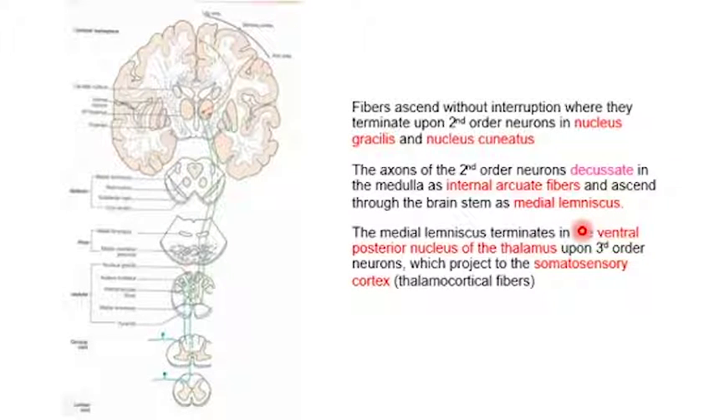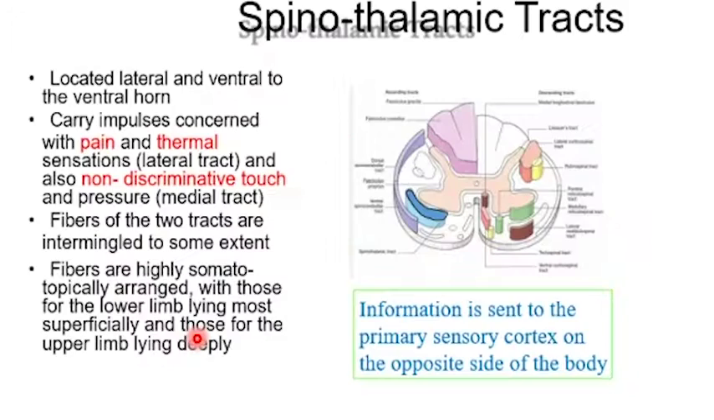The fibers are sent without interruption on the ipsilateral side of origin to the second order neurons in the nucleus gracilis and cuneatus. At this point is where they decussate to become the internal arcuate fibers, which will then go through the brainstem in the medial lemniscus pathway. The medial lemniscus pathway will then terminate in the ventral posterior nucleus of the thalamus, and these are the third order neurons. From this, you go to the somatosensory cortex, where you then have your perception.